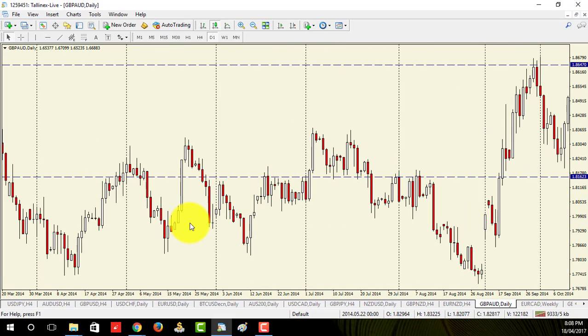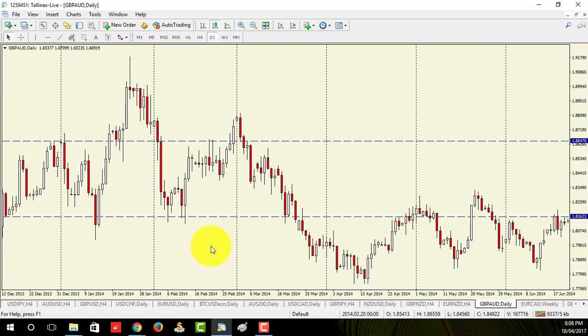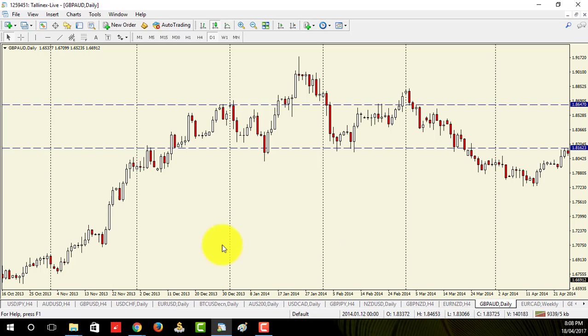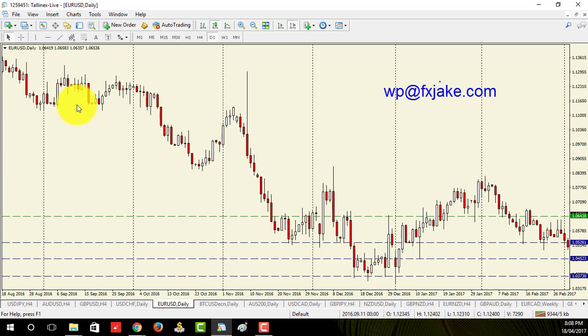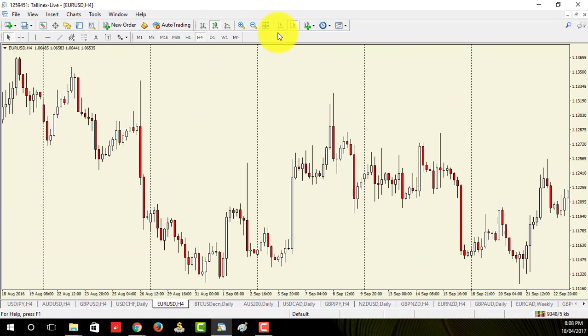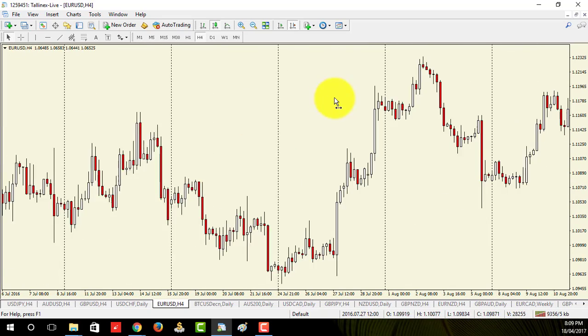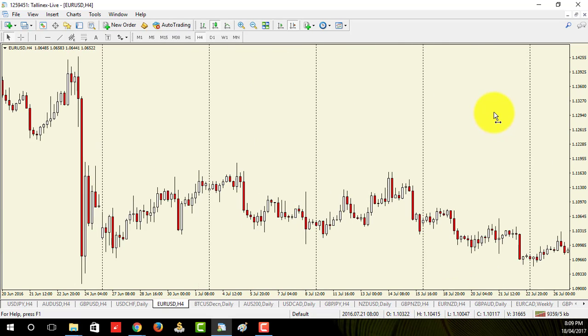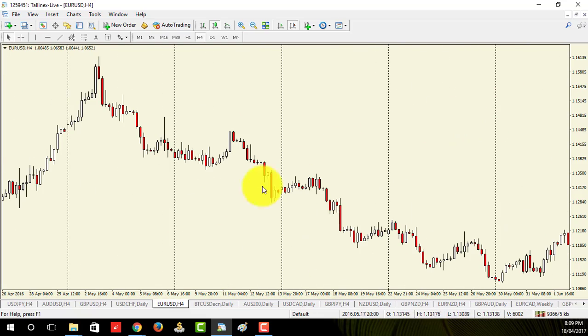Let's see if we can find any of them here. No. I don't see it. What I want to do is find a textbook example for you. Maybe we should look to the euro for that. Let's see if we can find a textbook euro example. I haven't traded the euro very much lately. It's been a little bit sloppy, so maybe we'll have a look at the euro here. This is the euro 4-hour chart.